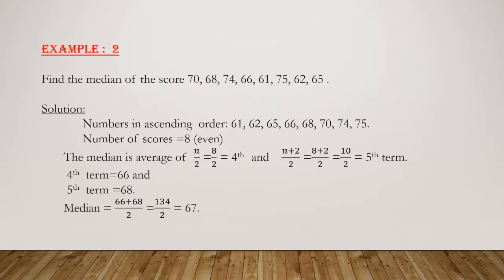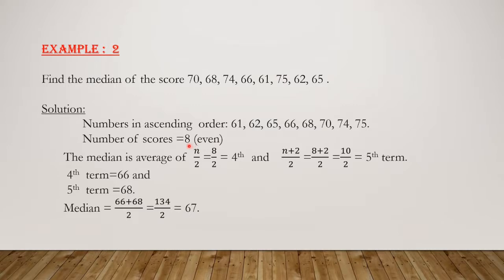Example 2. Find the median of the scores 70, 68, 74, 66, 61, 75, 62 and 65. First, you have to write the numbers in ascending order. That is 61, 62, 65, 66, 68, 70, 74 and 75. The number of scores is equal to 8, that is an even number.